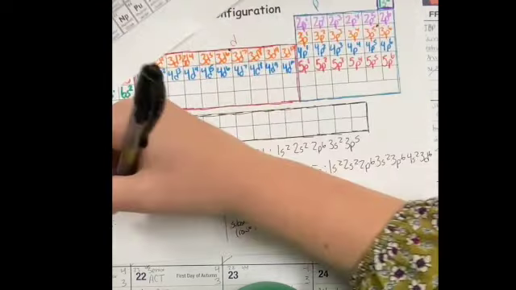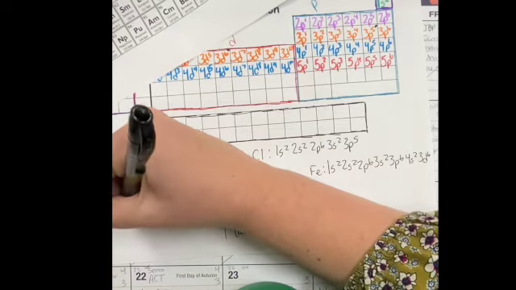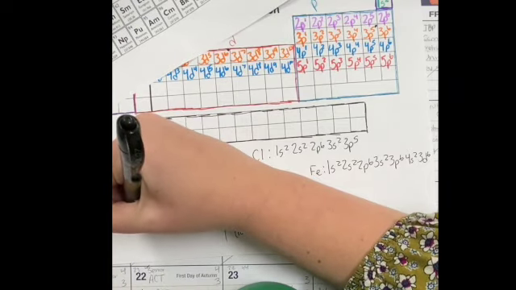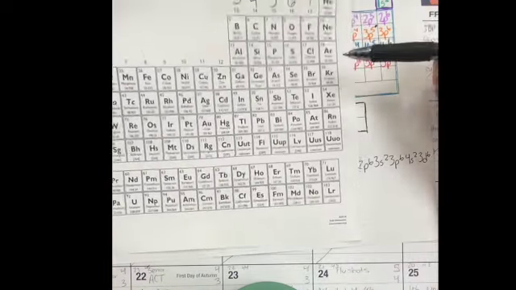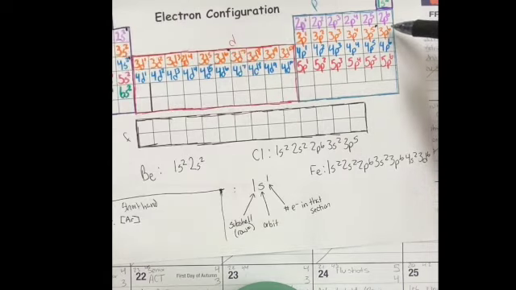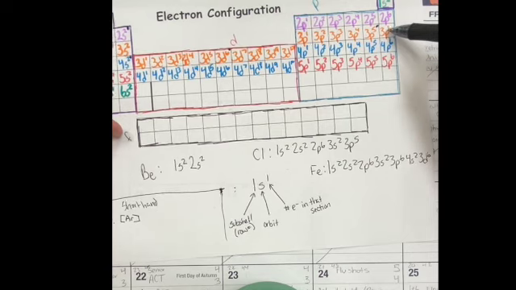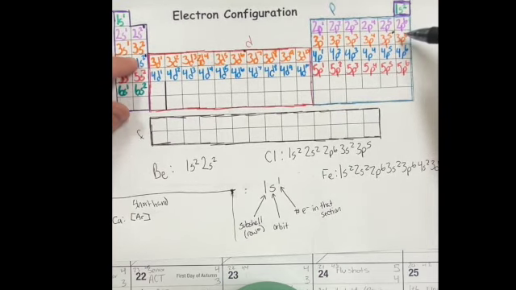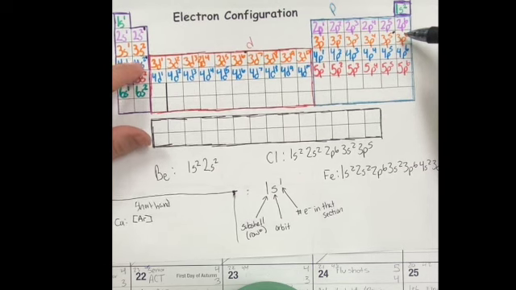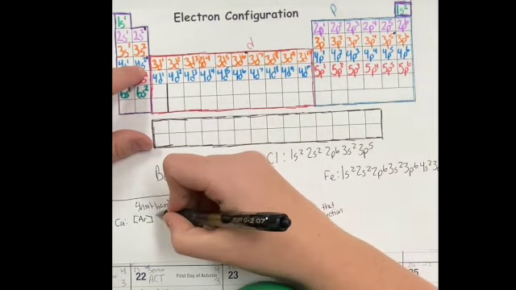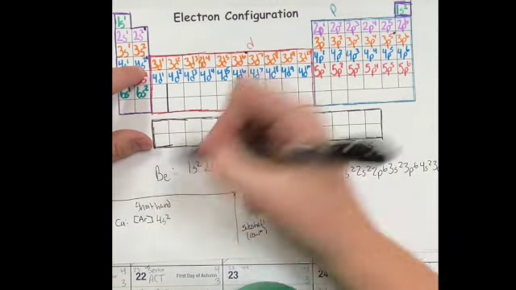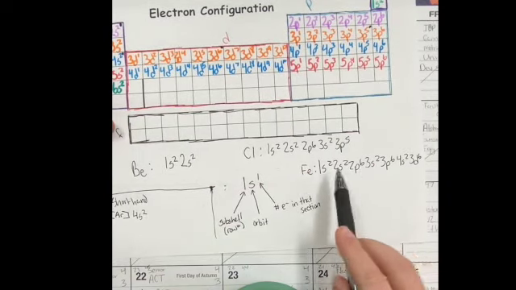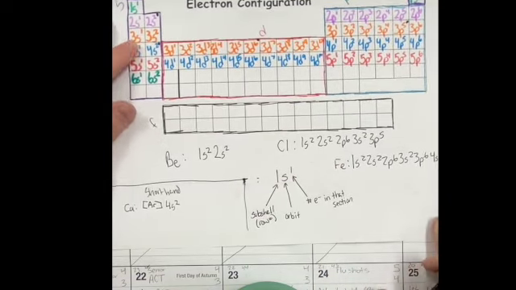So you put that in brackets. So here we have Ar. So Ar is right here. So we find that. Now all we have to do is write everything after that until we get to the element we're talking about. So here's Ar. Here's where we're needing to go. So we would just have to put 4s2. So that keeps us from having to write all this stuff in the beginning.